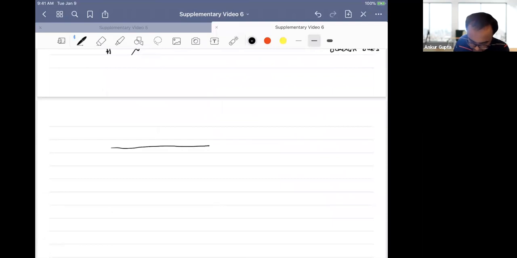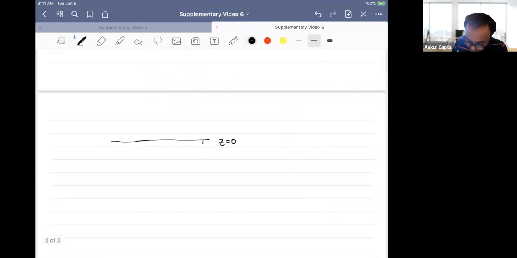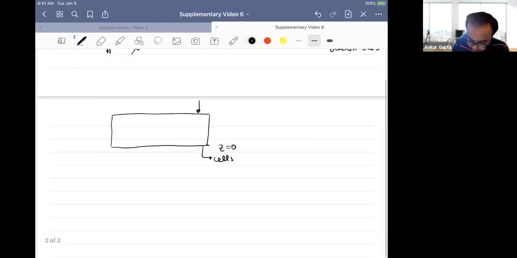At z equal to 0, which was this plane here, we have cells. So these are cells here. Then we have a top plane at z equal to the top, where we again have a blocking slide. So the top is blocked, or flux is 0.